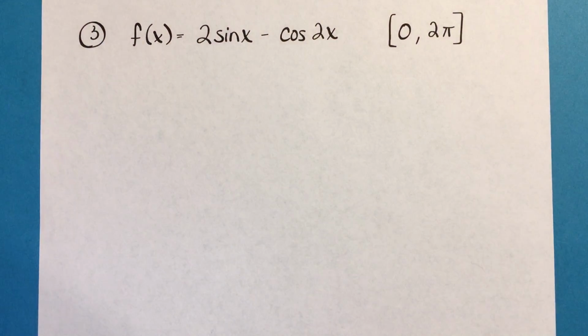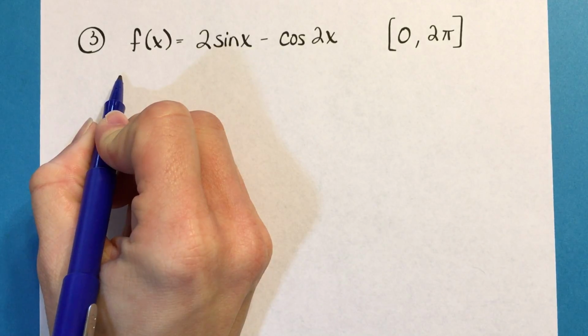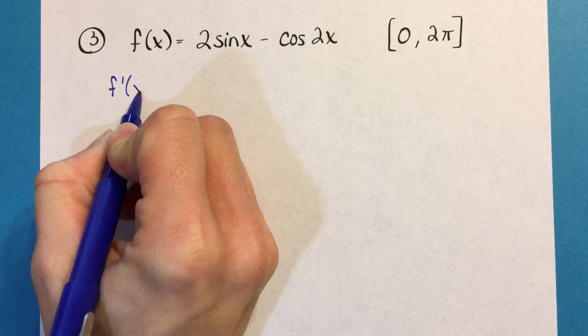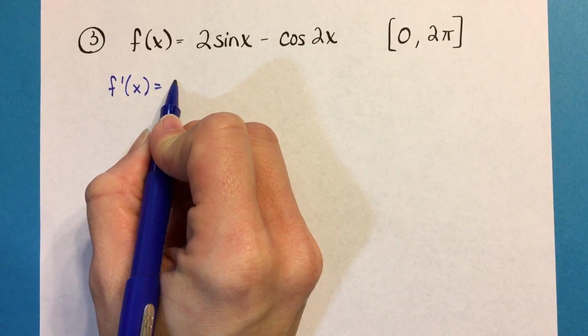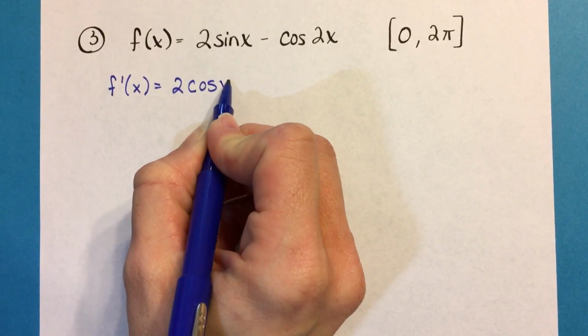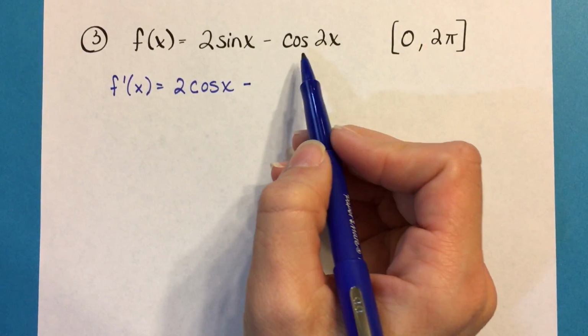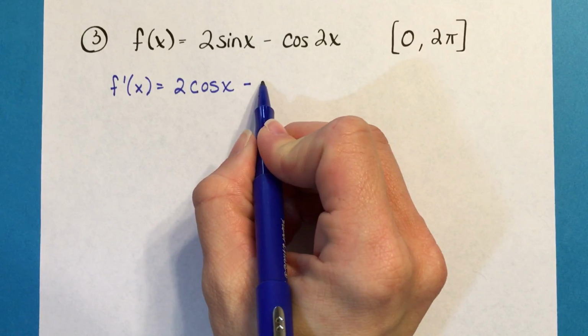Okay, next. So we've got to start by taking our derivative. Of course, 2 is just a multiple. So the derivative of sine is going to be cosine, minus. Now, the derivative of cosine is negative sine.